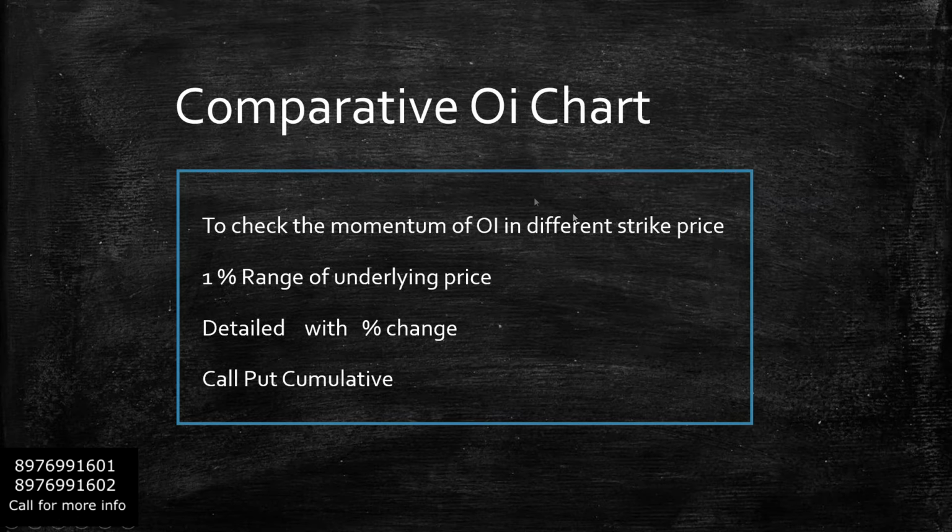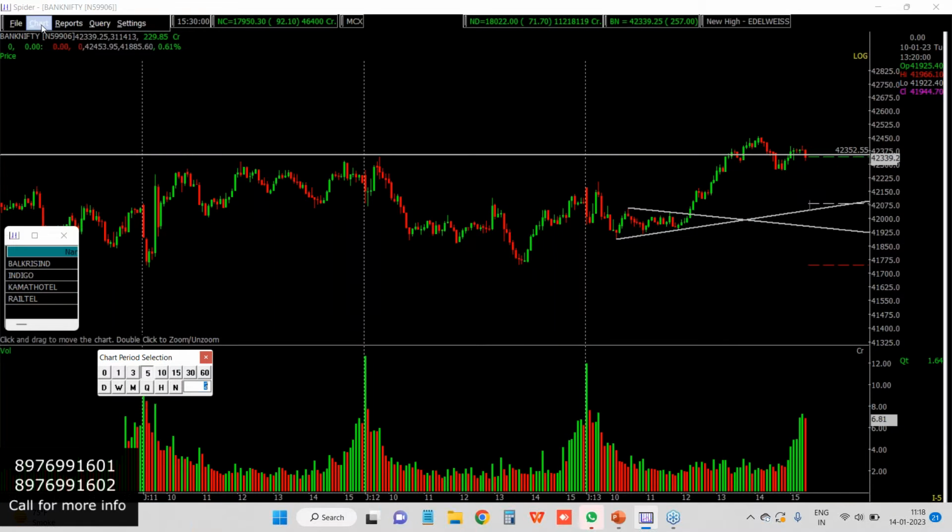The comparative OI chart is a little important to understand because in this we can compare different strike prices. And what I've written over here is 1% range of underlying price. What this means, I'll make you understand when we go to the software. And this is the detail. When you check the detailed data of the comparative OI chart, you should always prefer going with the percentage change option. And the next is call put cumulative. You'll understand this in the software only. Let's go back to the software.